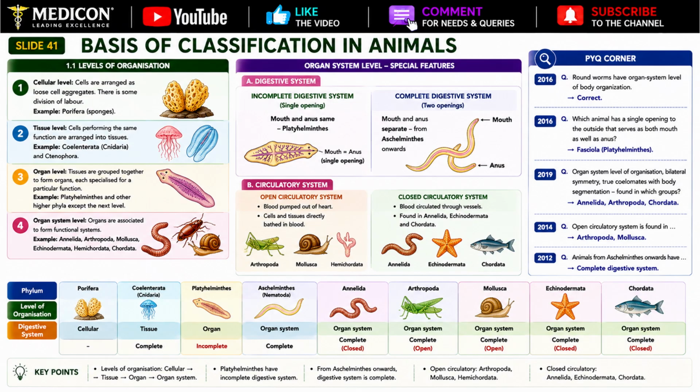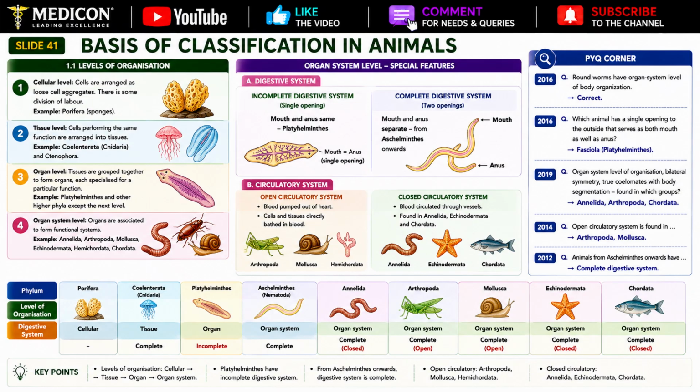Digestive system: an incomplete digestive system has a single opening for mouth and anus, as in Platyhelminthes. The complete digestive system, with mouth and anus separate, is seen from Aschelminthes onwards. Circulatory system: in the open circulatory system, blood is pumped out of the heart and cells and tissues are directly bathed in blood, seen in Arthropoda, Mollusca, and Hemichordata. In the closed circulatory system, blood circulates through vessels, found in Annelida, Echinodermata, and Chordata.